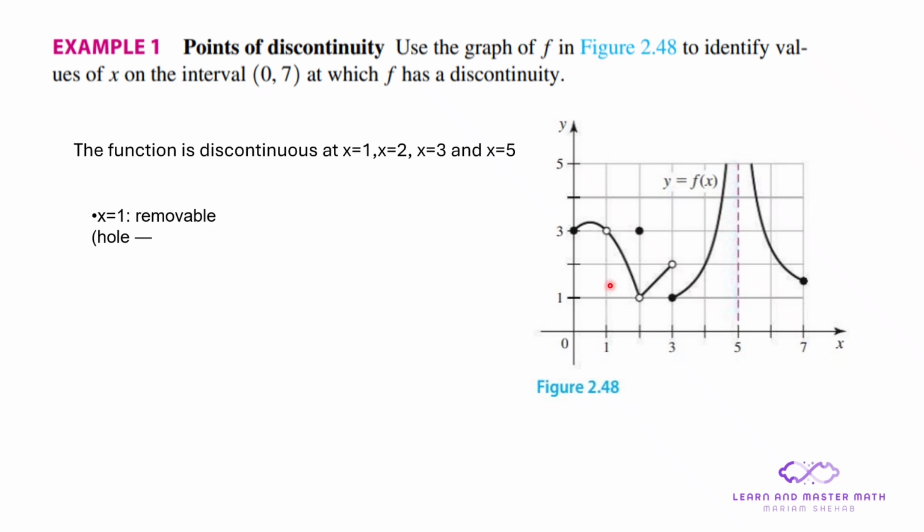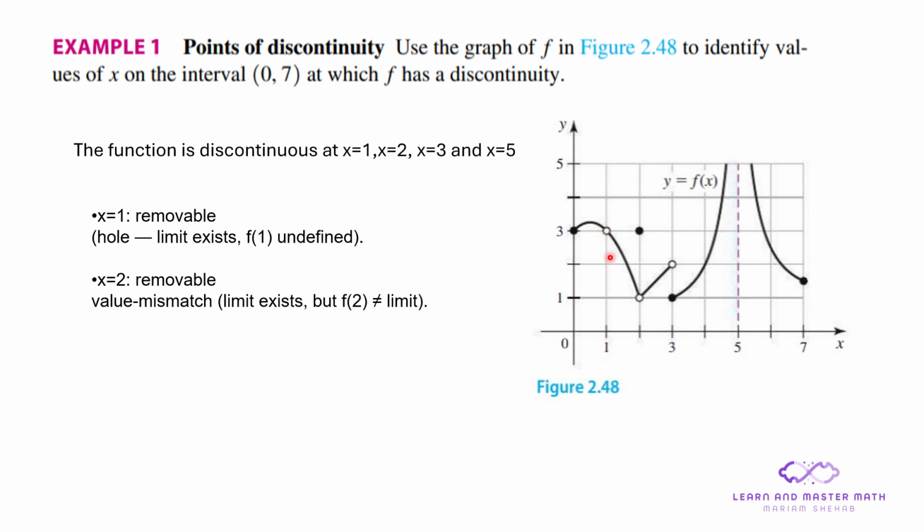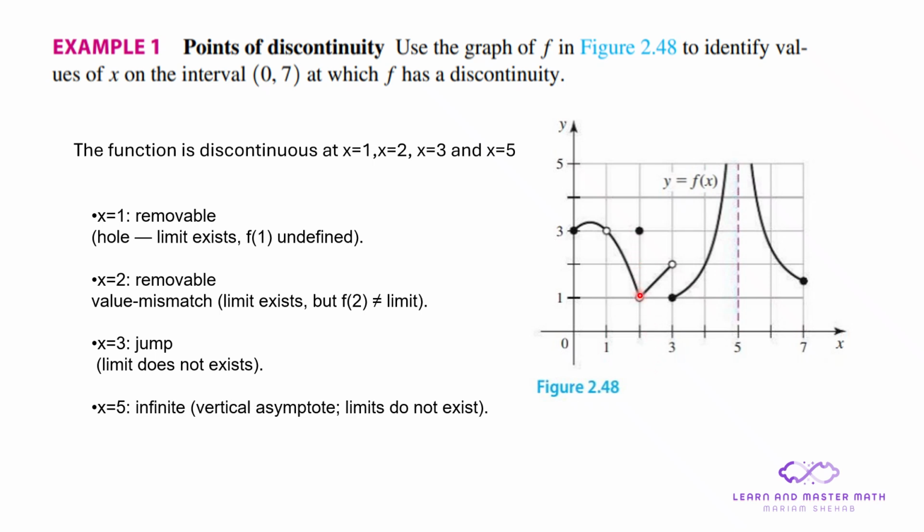At x equal to 1, the point is removable. The reason for this discontinuity is that f of 1 does not exist. It's undefined. There's no point at all, as you see. At x equal to 2, there is a point, but it's not in the right place. So here there is a point, f of 2 is equal to 3. The limit as x goes to 2 is equal to 1, and the answers don't match. So the limit when x goes to 2 doesn't match f of 2.